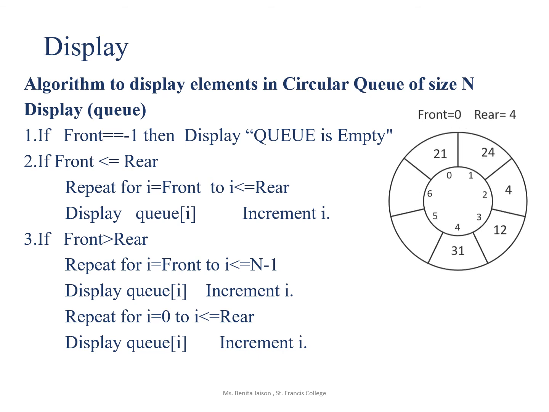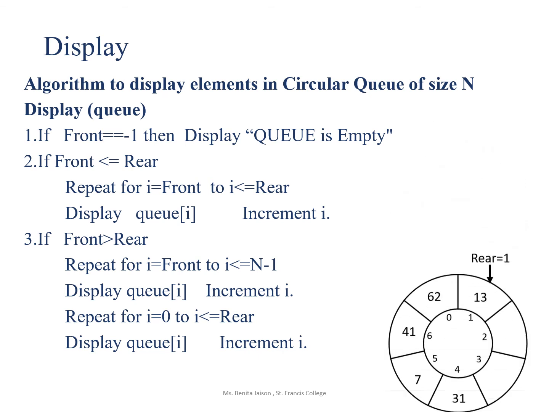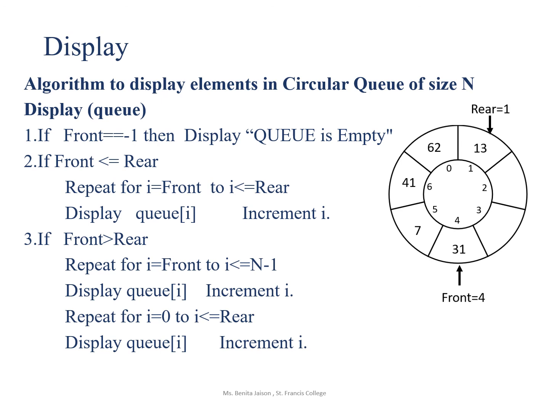In the second type, where the front index is greater than the rear index, as in the example shown below, the front index is pointing to 4 and the rear index is pointing to 1. So the index number 4 is greater than the rear index 1. In such a case, we have to split and display the elements present in the circular queue.